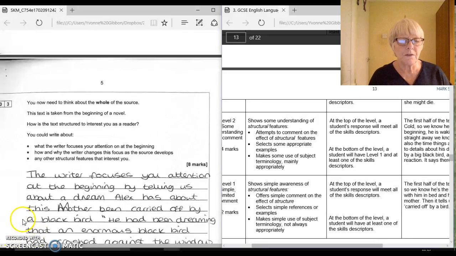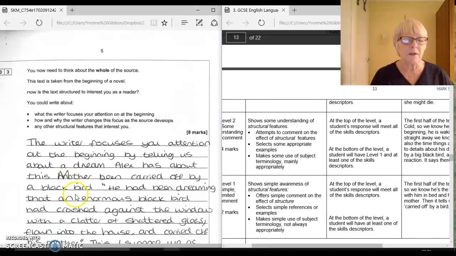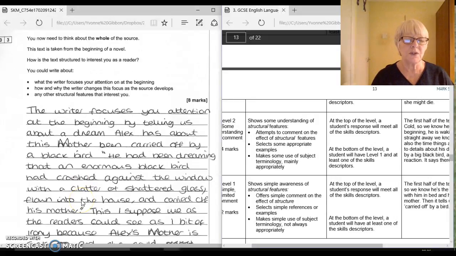You could have mentioned the fact that it's an abrupt opening because he's been startled awake by the nightmare, and the fact that the writer initially focuses very close in on the nightmare and the effects of it on Alex himself, and all this could suggest a sense of unease to the reader.